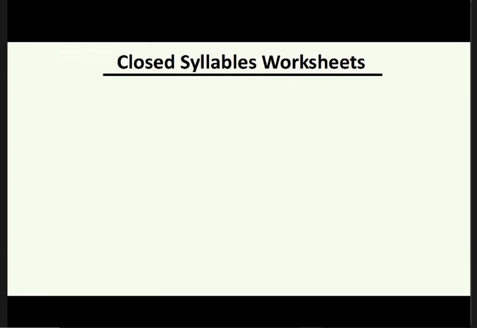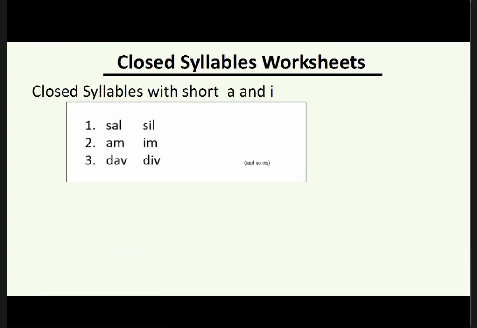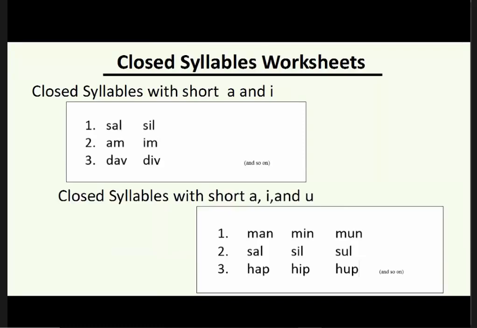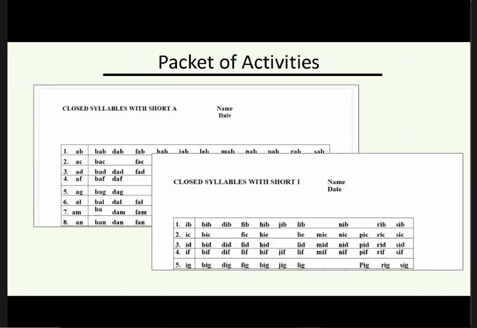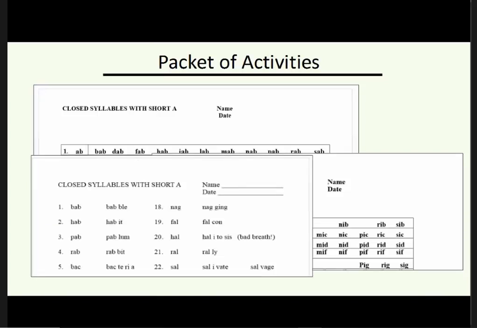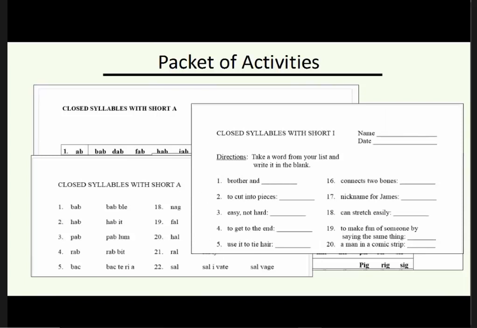The worksheet with minimal pairs of short A and short I closed syllables and the one with short A, short I, and short U closed syllables would have been mailed ahead. Students in a Zoom class could take turns reading a pair from their worksheet or on shared screen. Students on WhatsApp could read from their worksheets. The packet of activities would have been mailed ahead, and the procedures in the previous section would apply.